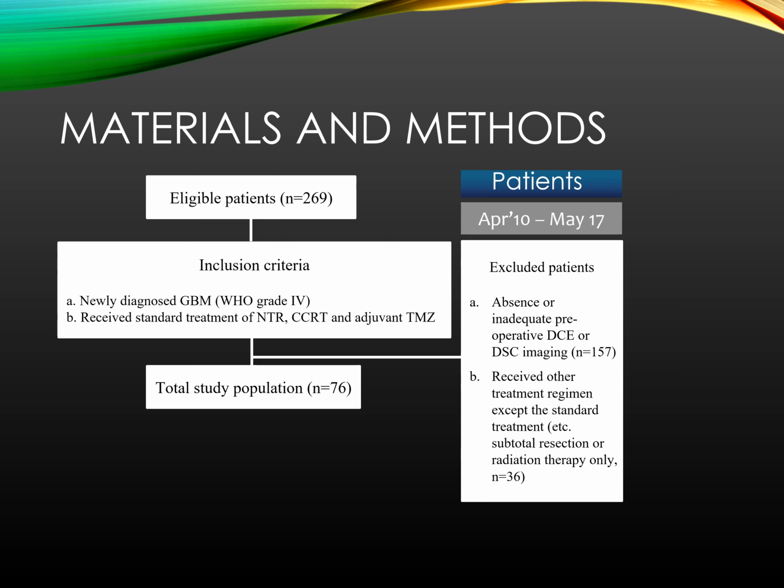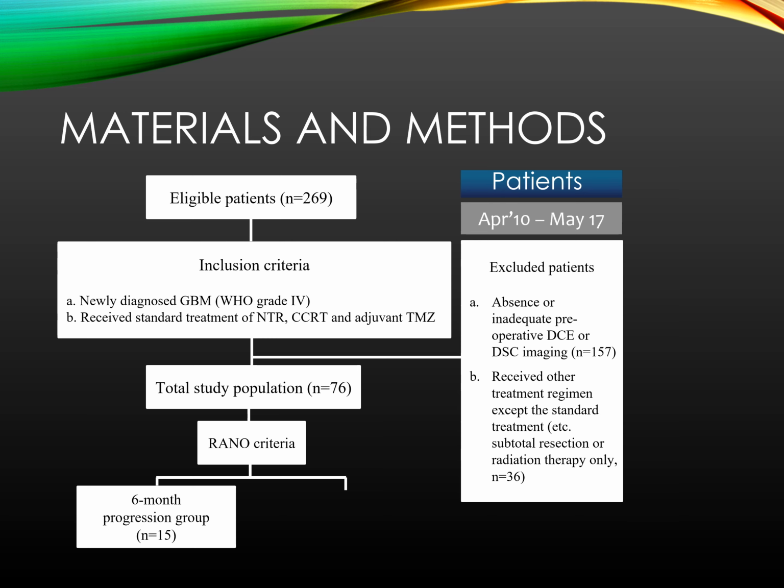The final study population was 76 patients, and all patients had undergone follow-up brain MR imaging when they visited the outpatient clinic. At each time point, the assessment of treatment response and categorization of these patients into progression and non-progression groups was performed on the basis of the RANO criteria. Consequently, based on 6 months after surgery, 15 patients were categorized into the early progression EP group, and 61 patients were classified into the non-early progression NEP group.